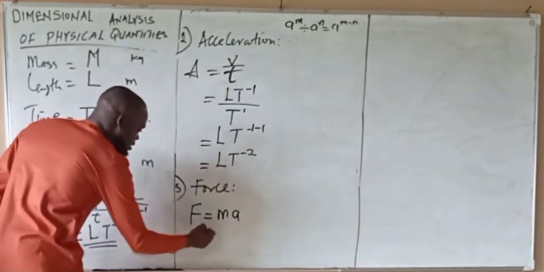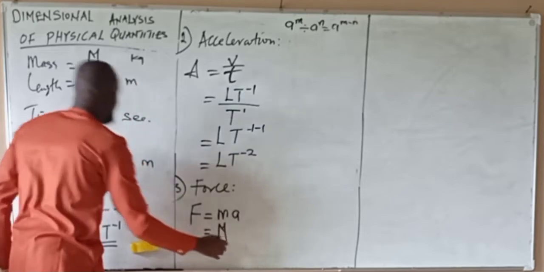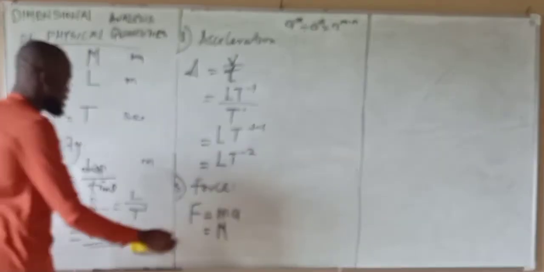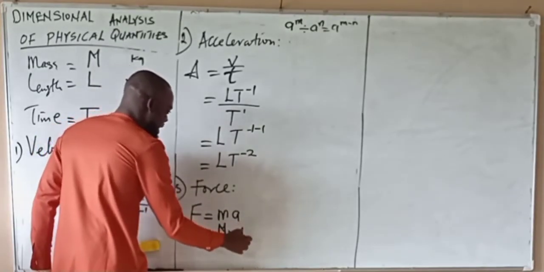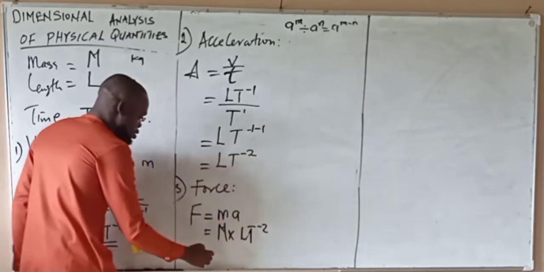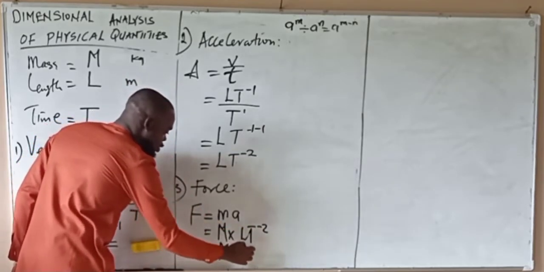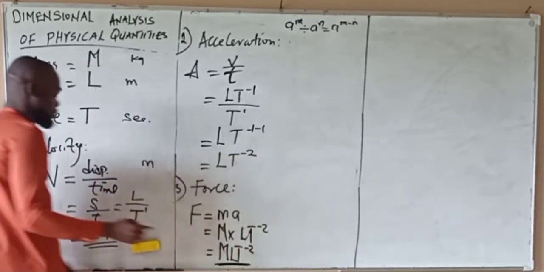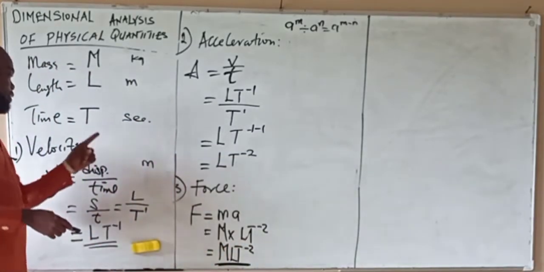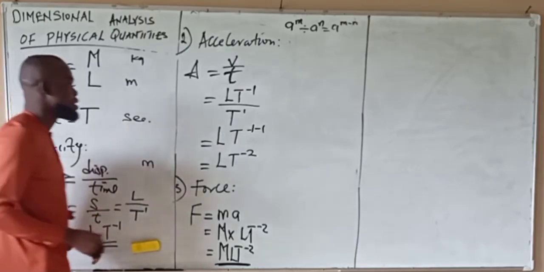What is the dimension for mass? Capital letter M. Okay, so the dimension for mass is capital letter M. Then times what dimension for acceleration? LT to the power minus 2. So the dimension of force will now be MLT to the power minus 2. That will be the dimension for force. So please take a look at that.